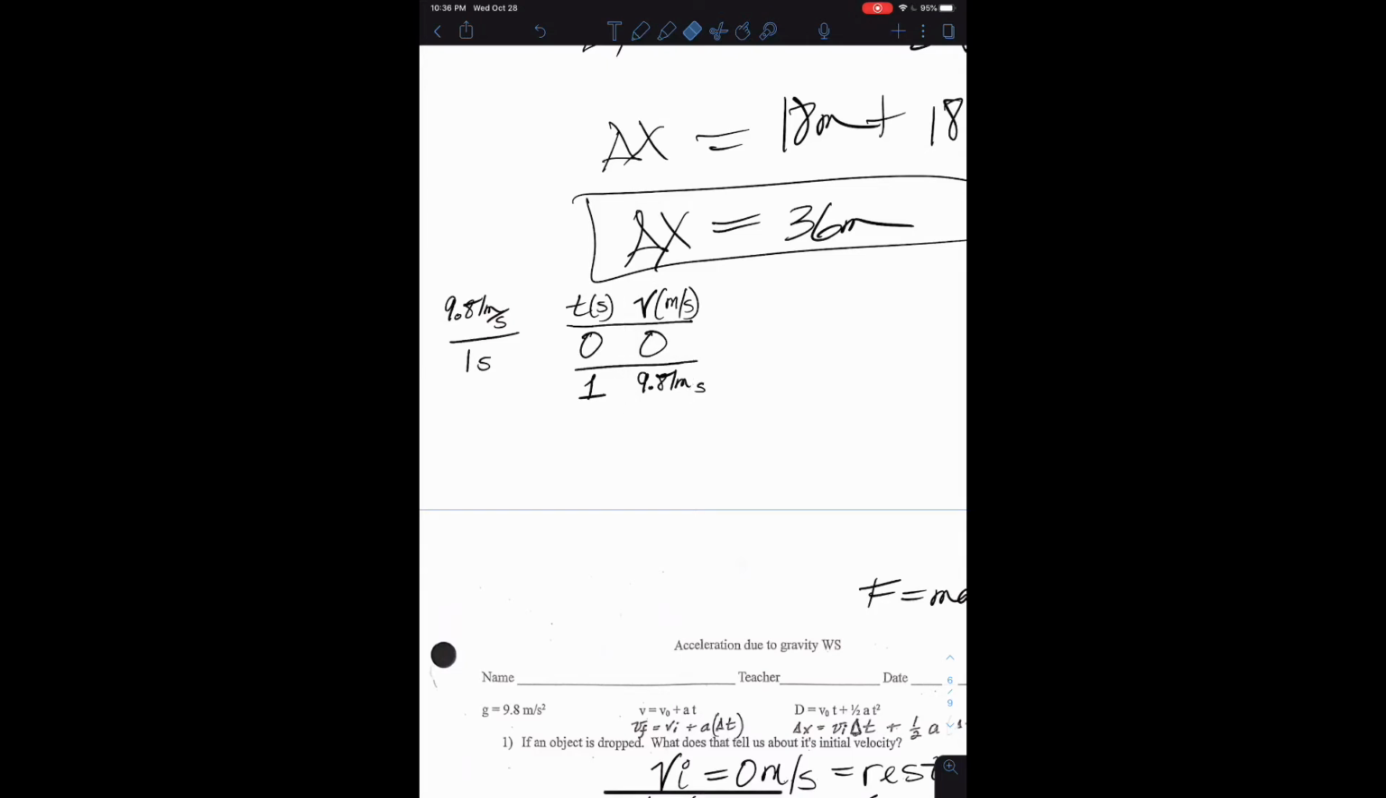So after 2 seconds, we're going to tack on another 9.81 meters per second. So that would be about 19.62 meters per second. And then after another second goes by, after 3 seconds, the object would then, we tack on another 9.81.